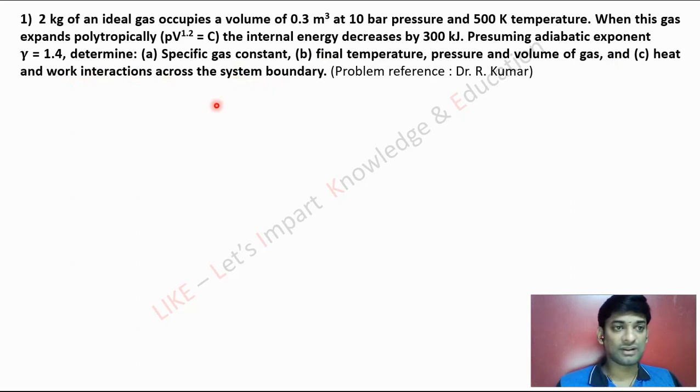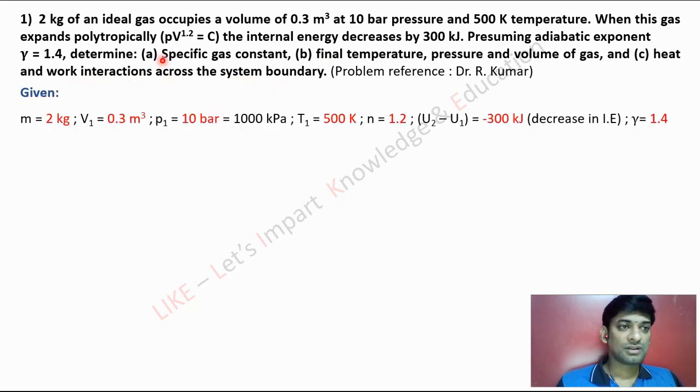Let me tell you the given data one by one. The mass m is 2 kg. The mass should be denoted with small m, that is lowercase character. m is equal to 2 kg of an ideal gas. Let me tell you about ideal gas while solving the problem. This is very important. Occupies a volume of 0.3 meter cube.